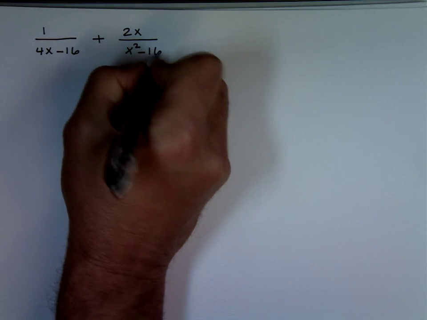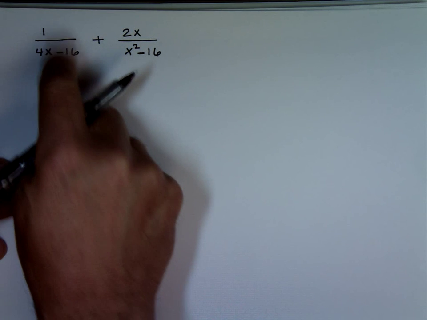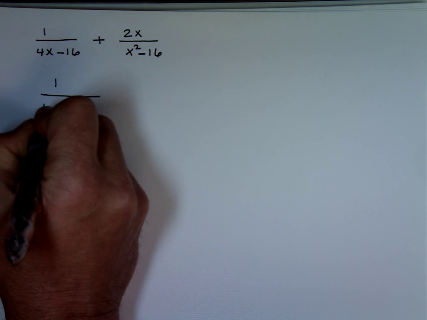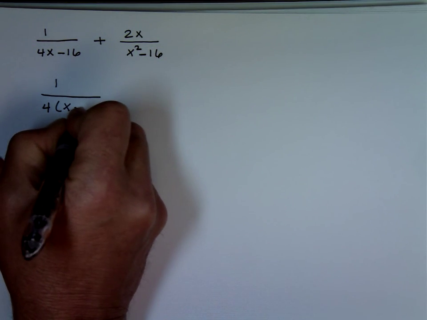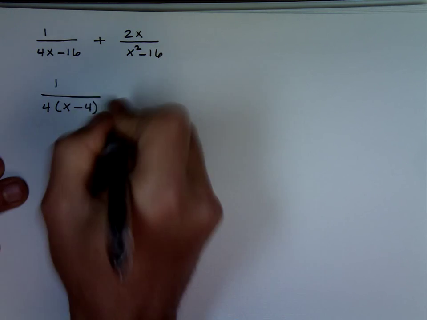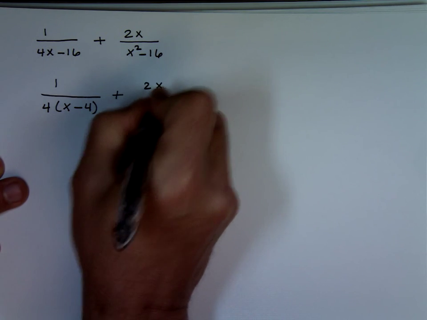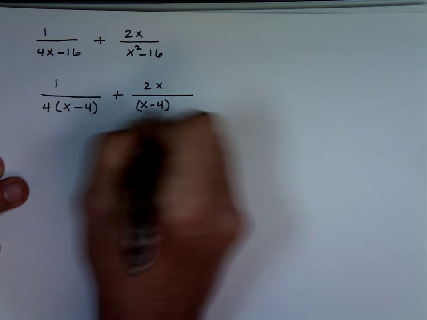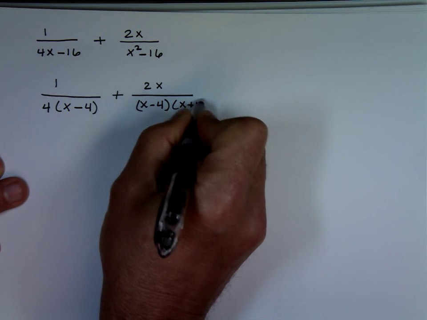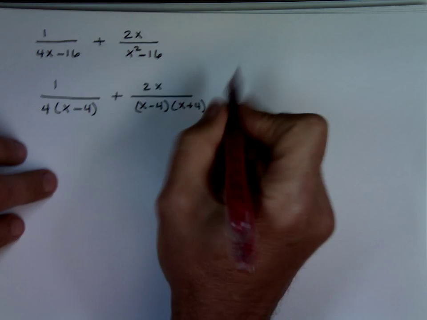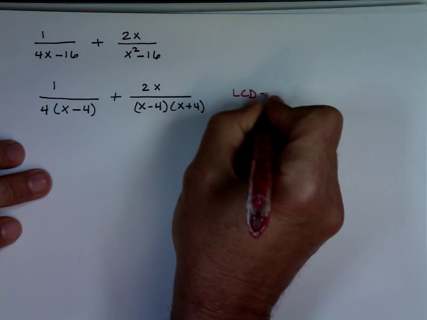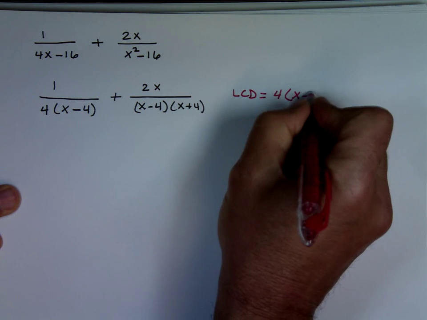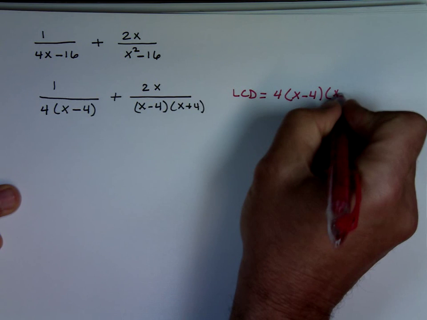Let's factor the denominator of each one. This is 1 over, if I take the 4 out, this is what? X minus 4. This will be x minus 4, x plus 4. In my LCD, which is the multiplication of all the different factors, what do you see? 4 is a factor. X minus 4 is a factor. And x plus 4 is a factor. All these are different factors.